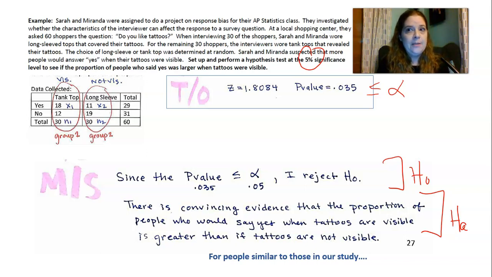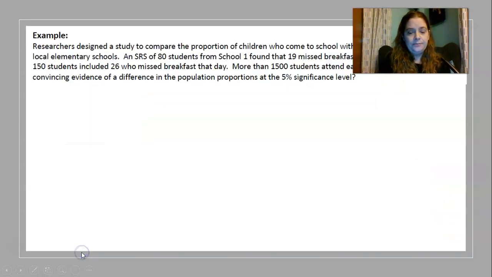Not for people in the study, because that's the p-hat values. So we don't want to refer to that. We don't want to say people who said yes. We want to make sure we're talking about the future. We're trying to generalize this back. We're trying to make an inference to something. And the best we can do is to say for people like those in our study. Okay, all right. So one more example here.